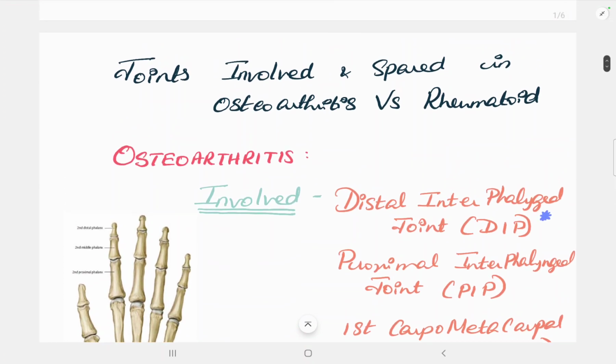So the main types of arthritis that we see are osteoarthritis and rheumatoid arthritis. So coming to osteo and rheumatoid arthritis, we are going to see what are the major joints that are involved and not involved, that is, that are spared.